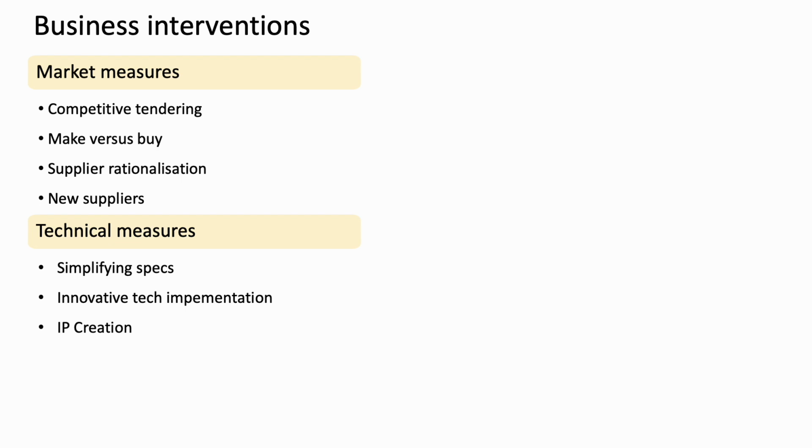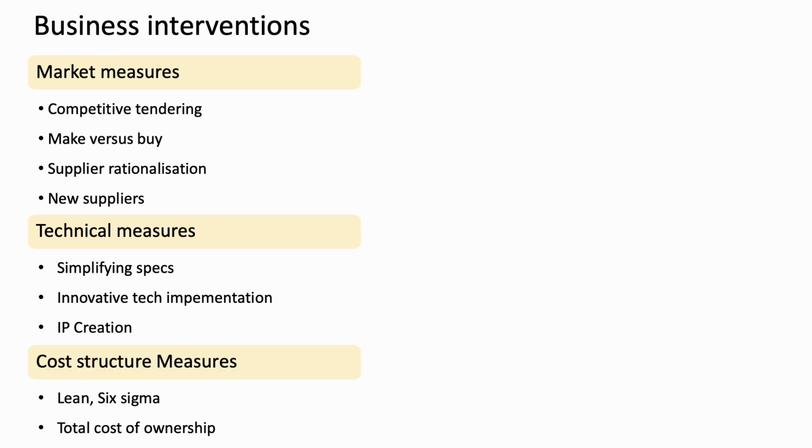This is where innovation plays a key role. Streamlining specifications, embracing cutting-edge technologies, and securing intellectual property rights. It's like giving your project a tech-savvy makeover. Then we dive into cost structure measures. Here's where techniques like Lean, Six Sigma, and total cost of ownership come into play. It's like putting your costs on a diet and making them leaner and more efficient.